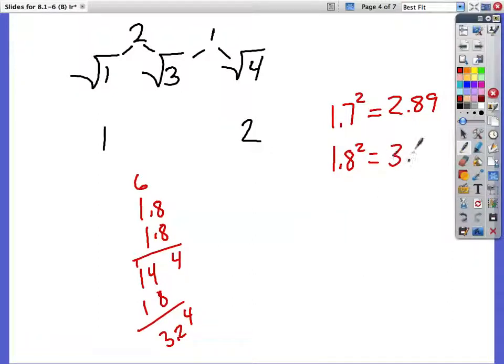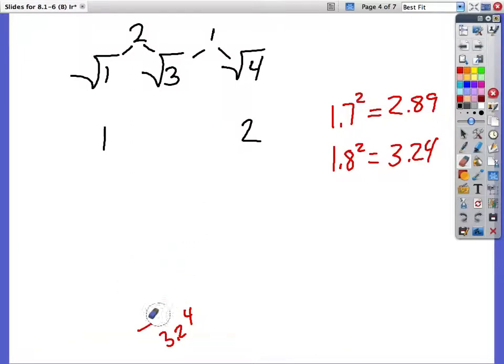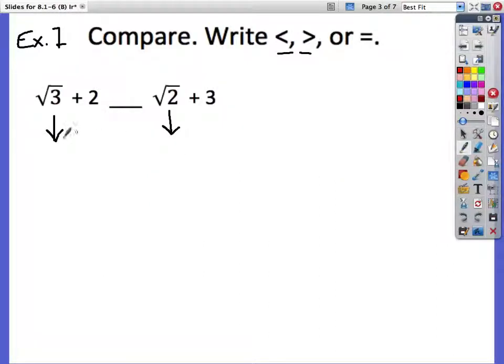3.24. Okay, cool. So 3.24. Now, I got a pretty good approximation now. I know that the square root of 3 is approximately 1.75 because that's between 1.7 and 1.8. And 1.7 squared is less than 3, and 1.8 squared is more than 3. So I'm going to come back here, and I'm going to write 1.75 approximately plus 2.